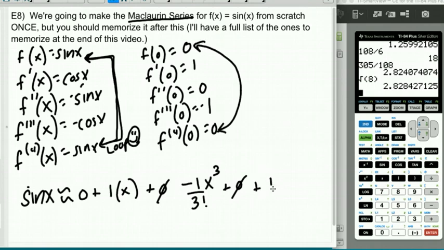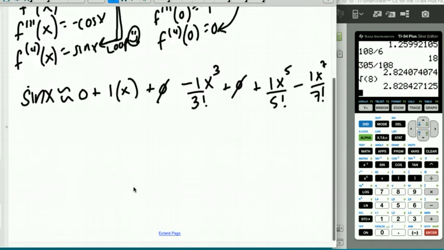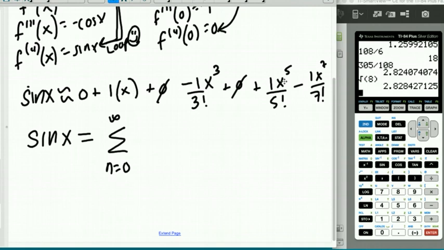So what's going to happen is we're going to get a 1 times x to the 5th over 5 factorial. There's not going to be a 6th term because you see how all of the even derivatives are gone. And then we're going to get a negative 1 and x to the 7th over 7 factorial. So basically what happens is we can figure out that the sine of x function, it's approximate if you don't have all of them, right? But it's actually equal to the infinite sum, starting at n equals 0 and going to infinity, of all of the odd powers. The way we write odd powers is 2n plus 1.